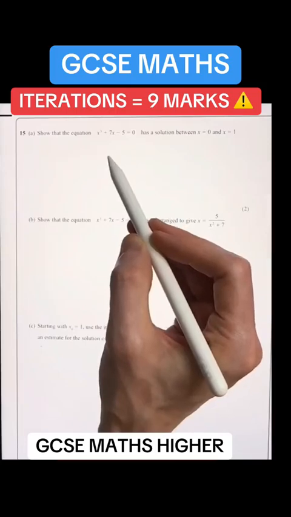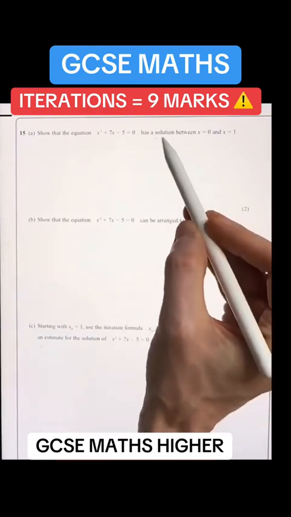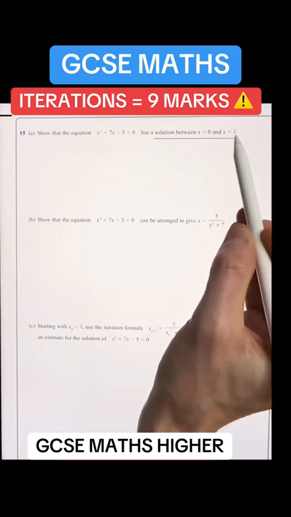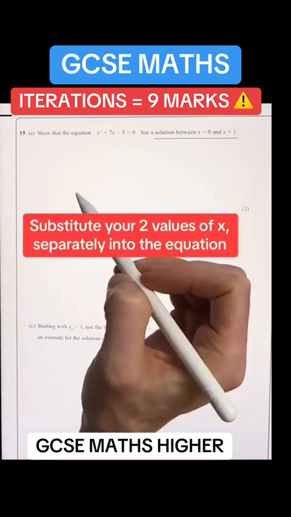9 marks on one question on the topic of iterations, and it's the easiest question ever. We're asked to show the equation has a solution between x equals 0 and x equals 1. All I've got to do is substitute my two values of x separately into my equation.